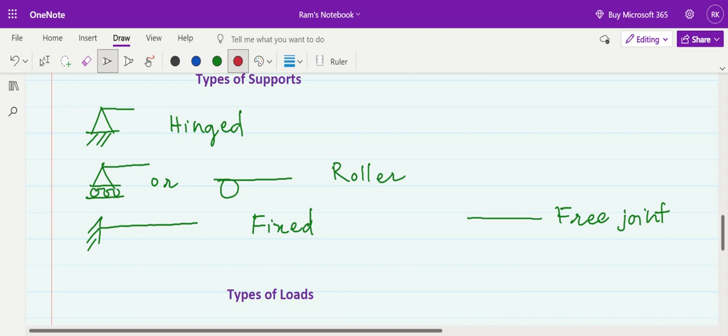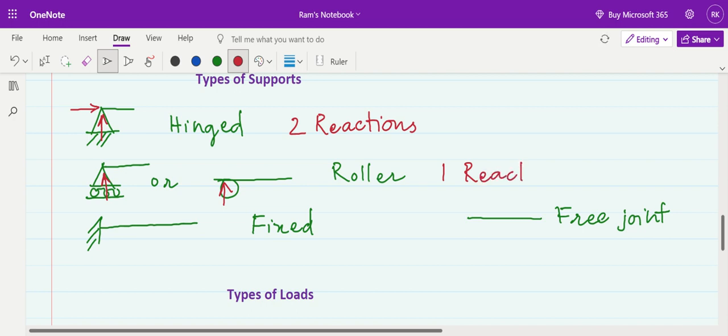So, my friends, let us understand the various types of reactions for the supports. Each support will offer two reactions, one along the support, the other perpendicular to the support. So, hinge support, two reactions. Since this is a very preliminary course, let's remember these simple things about the support conditions. The roller support will offer only one reaction, which is perpendicular to the roller.